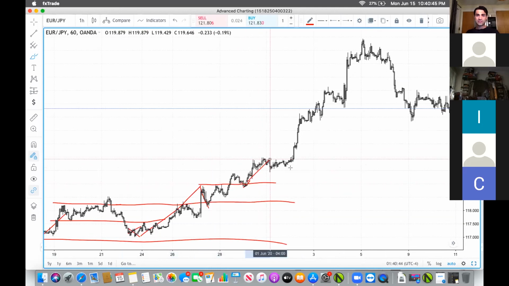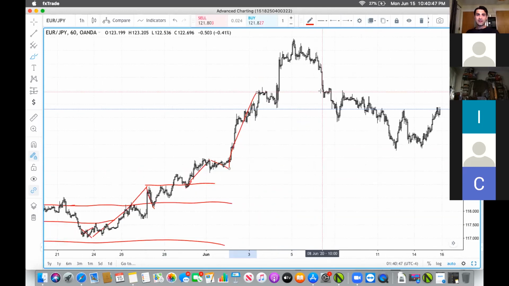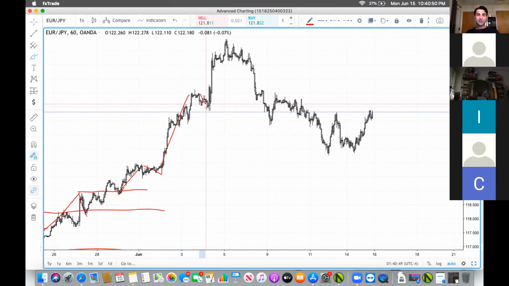Another extension. And then this is what we would call a blow off top. This is what I was talking about. You see that? It looks like a head and shoulders pattern. It just can't go anywhere, and then it will sell off.